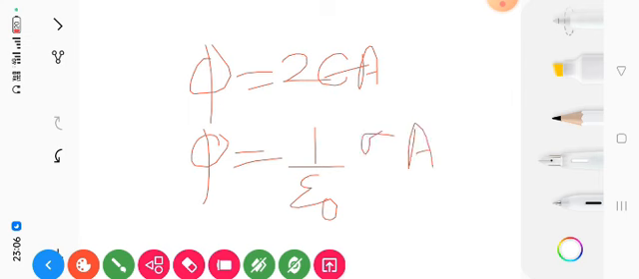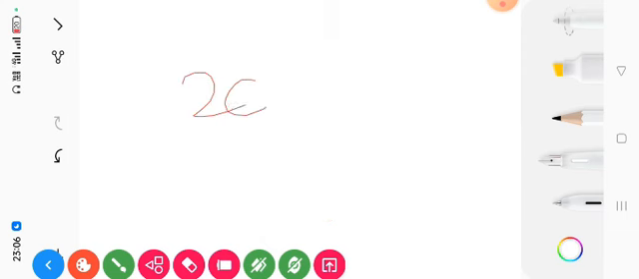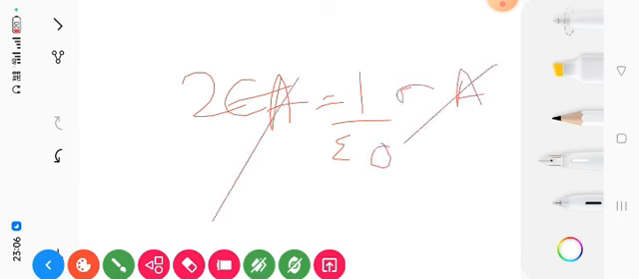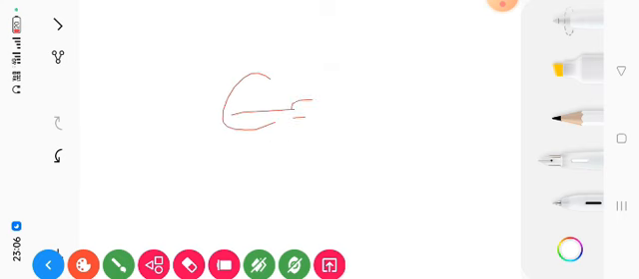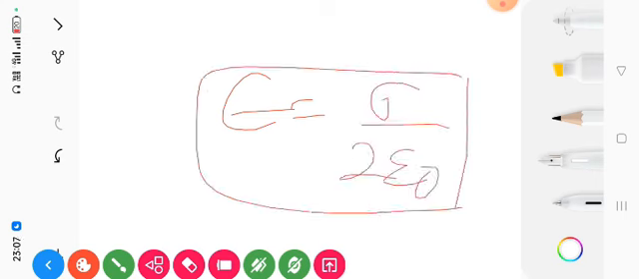So how much will we get? 2EA is equal to 1 upon epsilon naught sigma A. A gets cancelled out. So what I get is E equal to sigma upon 2 epsilon naught. Very important. Why am I saying very important? When you study capacitors and the parallel plate capacitor, it will be used. So it is very important.